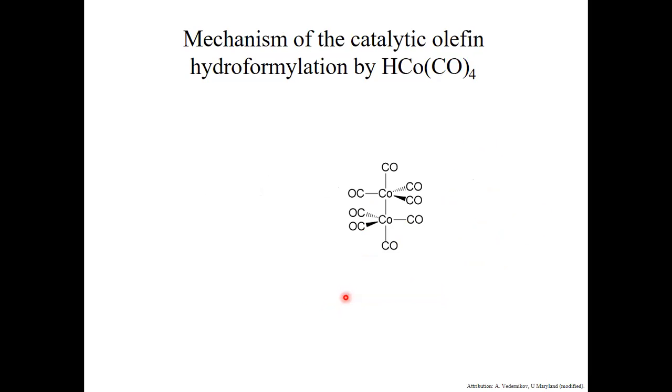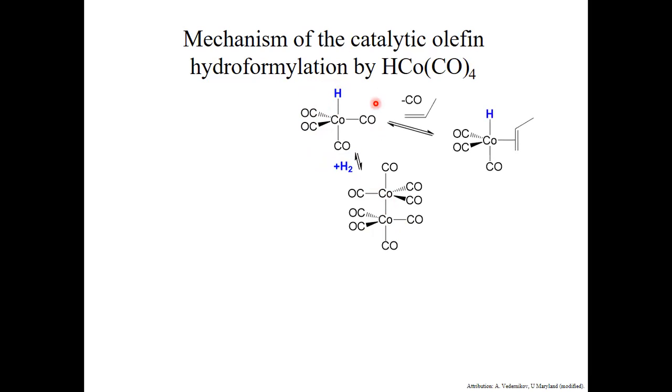All right, what's the mechanism? So this is actually our actual pre-catalyst, and you see that is our dimeric cobalt carbonyl that we previously discussed when we discussed the carbonyls. And now in the presence of hydrogen, we can do an oxidative addition. And then we form our carbonyl hydride, which is the actual catalyst. So that carbonyl hydride can lose a CO, and we can add an olefin. So this is actually a substitution reaction.